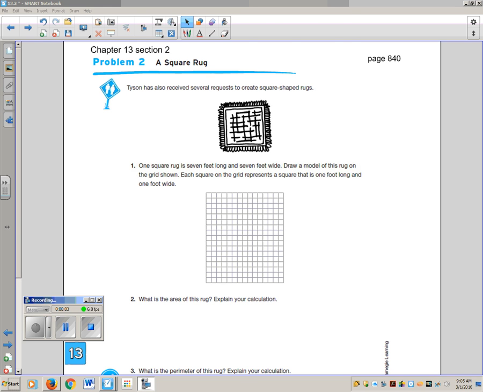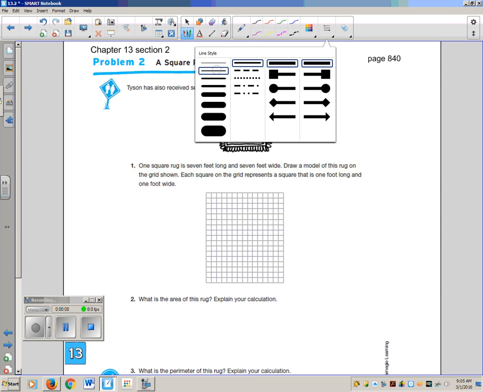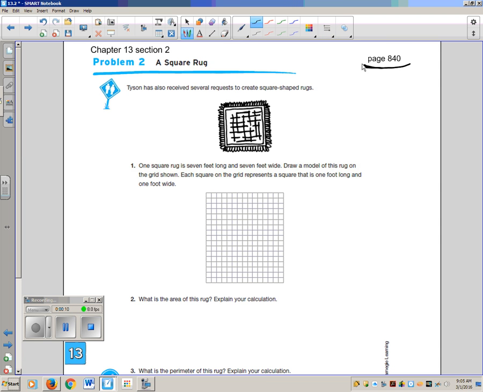All right, continuing chapter 13, section 2, starting on page 840. Pen right here.